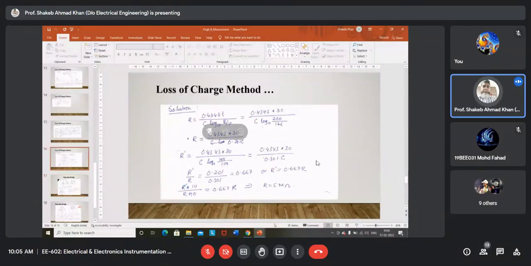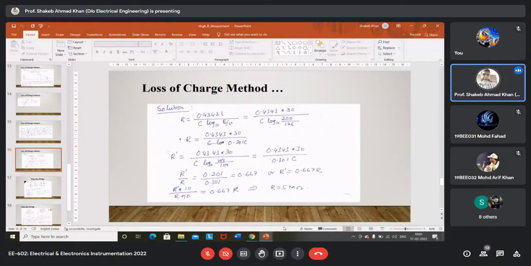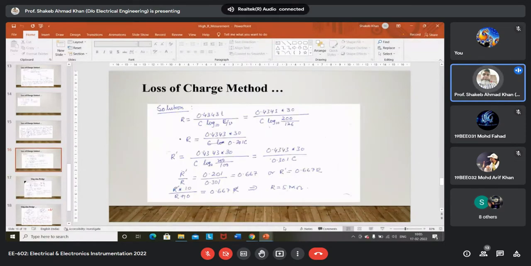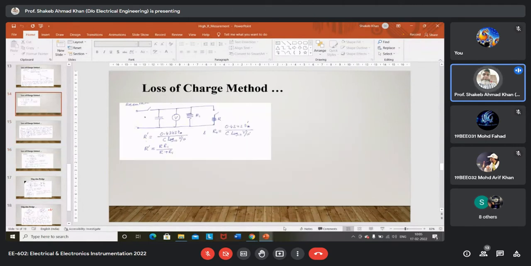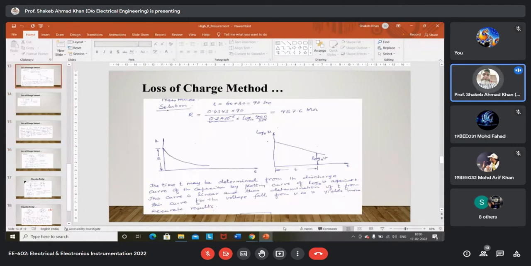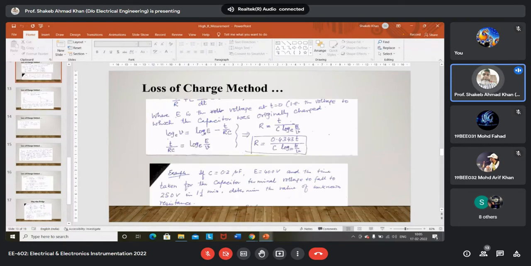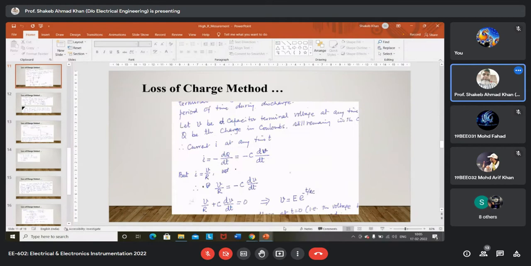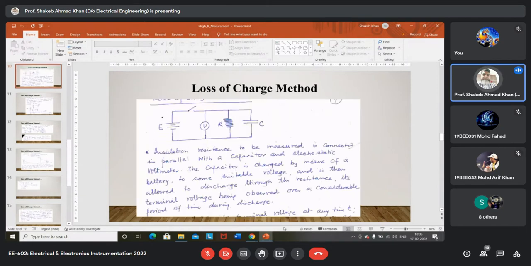We were discussing the measurement of large resistance, high value resistance, and you can say insulation resistance. And we discussed in the last turn the loss of charge method. If anybody is having any question regarding this method, this is considered the main and most accurate, or popular, method for measurement of large resistance.